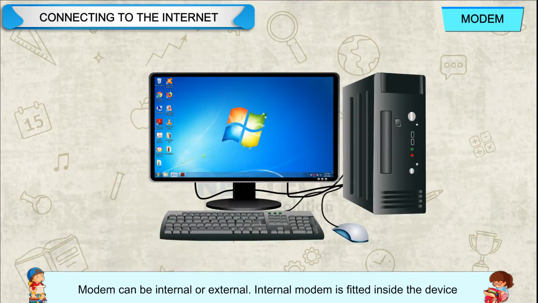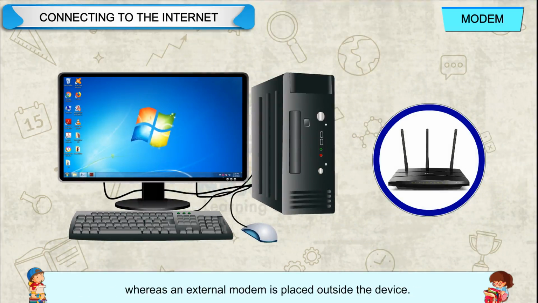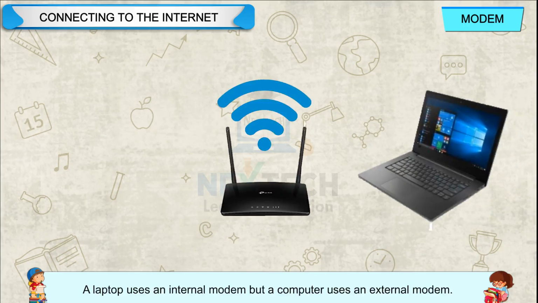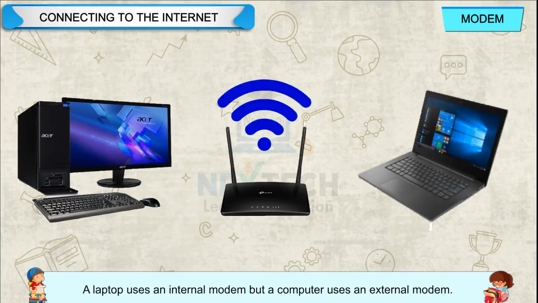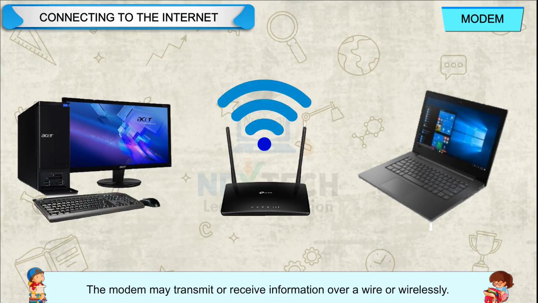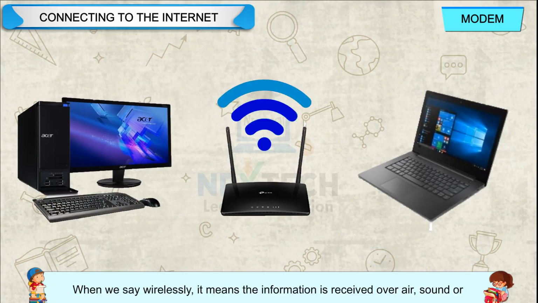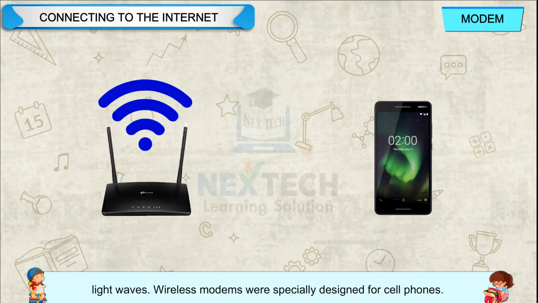Internal modem is fitted inside the device, whereas an external modem is placed outside the device. A laptop uses an internal modem, but a computer uses an external modem. The modem may transmit or receive information over a wire or wirelessly. When we say wirelessly, it means the information is received over air, sound, or light waves. Wireless modems were specially designed for cell phones.